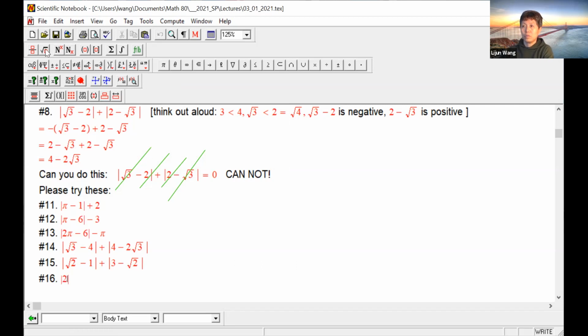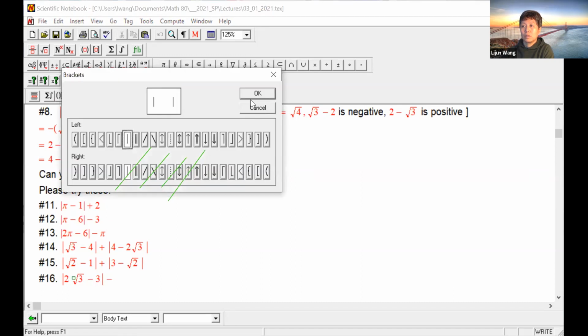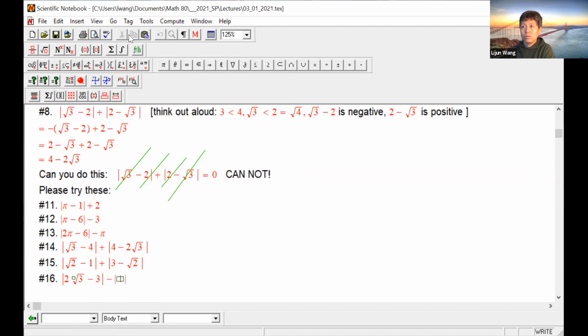Two times root 3 minus 3 minus root 3 minus 4.